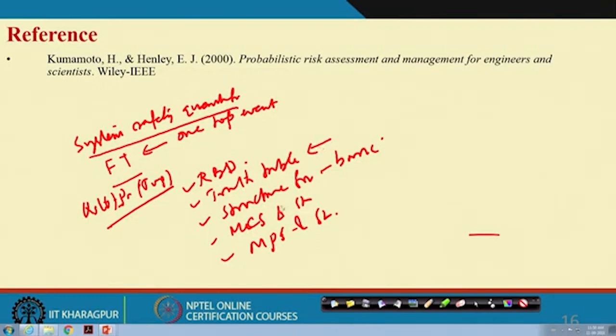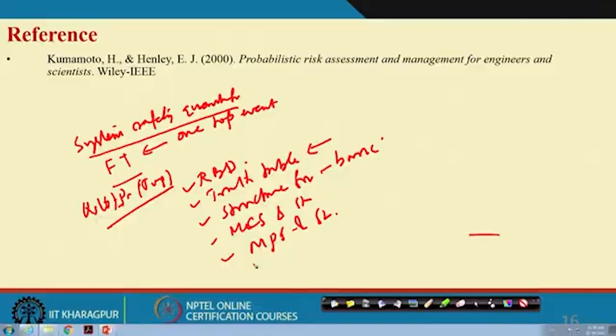Now, truth table basically is an enumerated one. It will basically give you all possible combinations. So, that is why it is probably the more accurate one, or otherwise I can say your knowledge about this total system in terms of the top event occurrence will be much more clear. Nitty gritty is known. Then what happened?